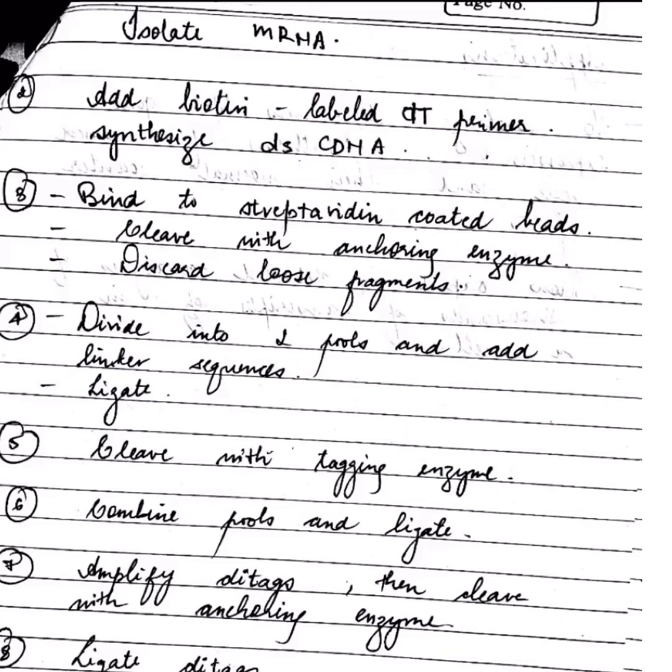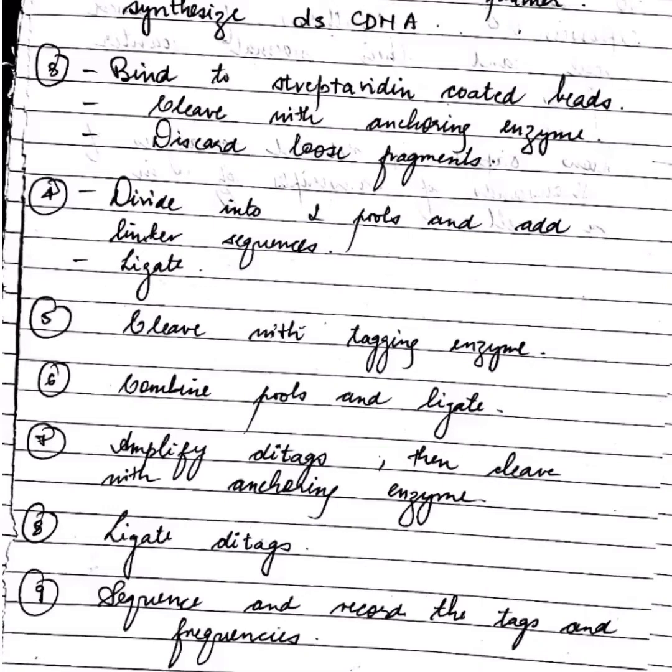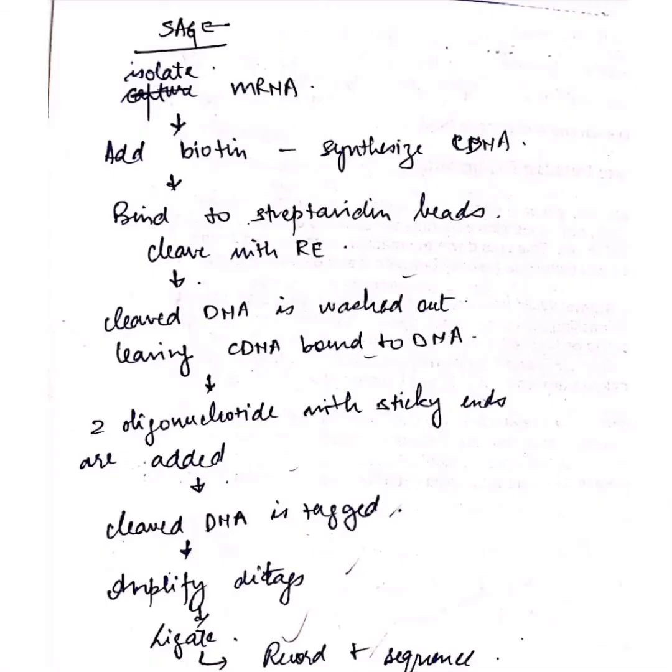It gets bound to streptavidin coated beads, and then it is divided into two pools and a linker sequence is added, and then it is subjected to ligation. Then it is cleaved with tagging enzymes, and the amplified ditags are then cleaved with anchoring enzyme, and then it is ligated and then recorded and the sequence is read.